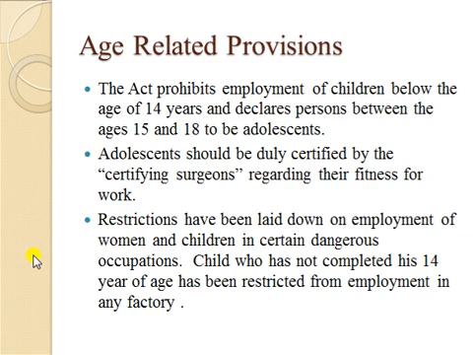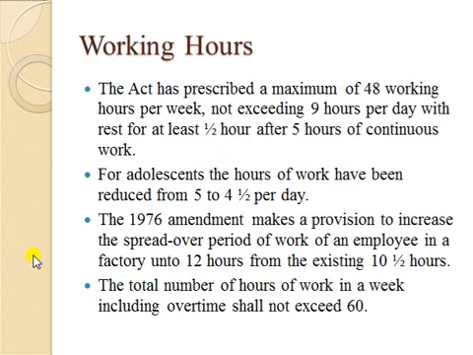So restrictions have been laid down on the employment of women and children in certain dangerous occupations. A child who has not completed 14 years of age has been restricted from employment in any factory. Here you can understand, not only in factories, everywhere there is a provision. So they cannot work even in industries like the hotel industry. We will always find a board outside every hotel saying that we are not promoting any child labor in this area. So this is a very important thing.